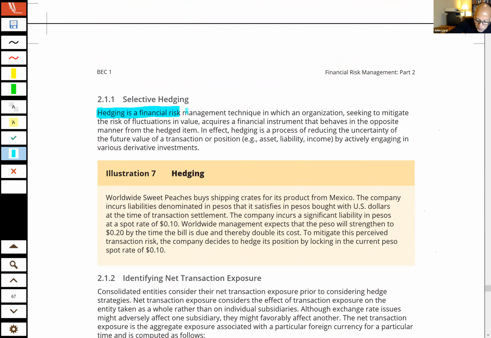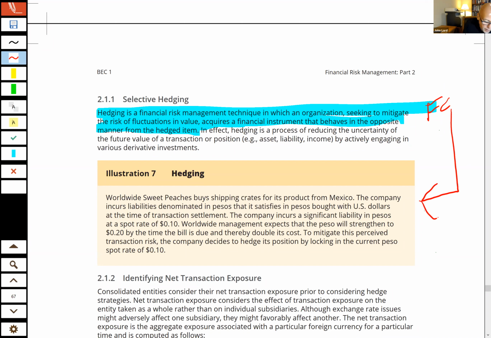And hedging is a financial risk management technique in which an organization seeks to mitigate the risk of fluctuation in value, acquires a financial instrument that behaves in the opposite manner from the hedged item. Okay, so let's just go ahead, flashcard that definition of what a hedge means, but let's just take a look at the example and see how that would work.